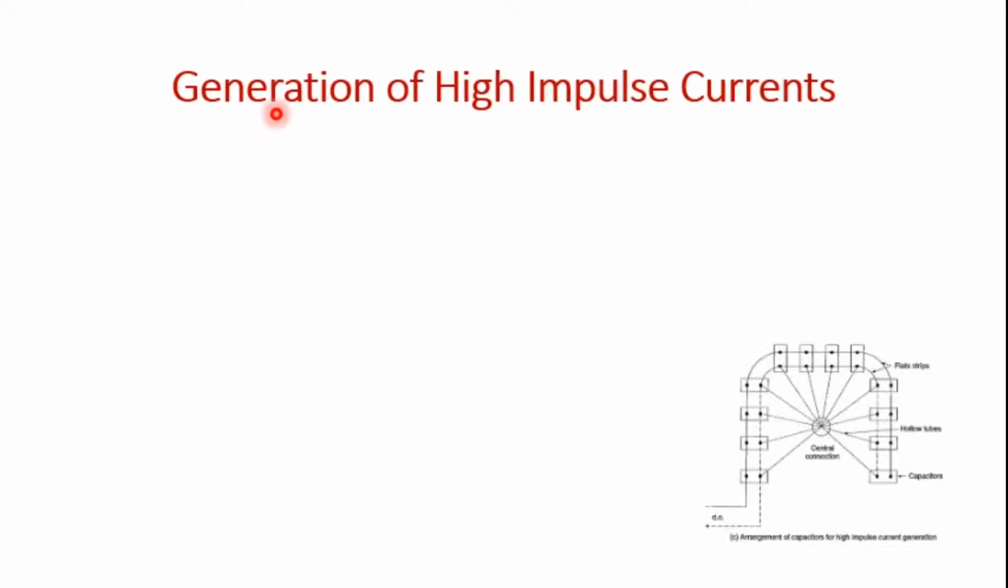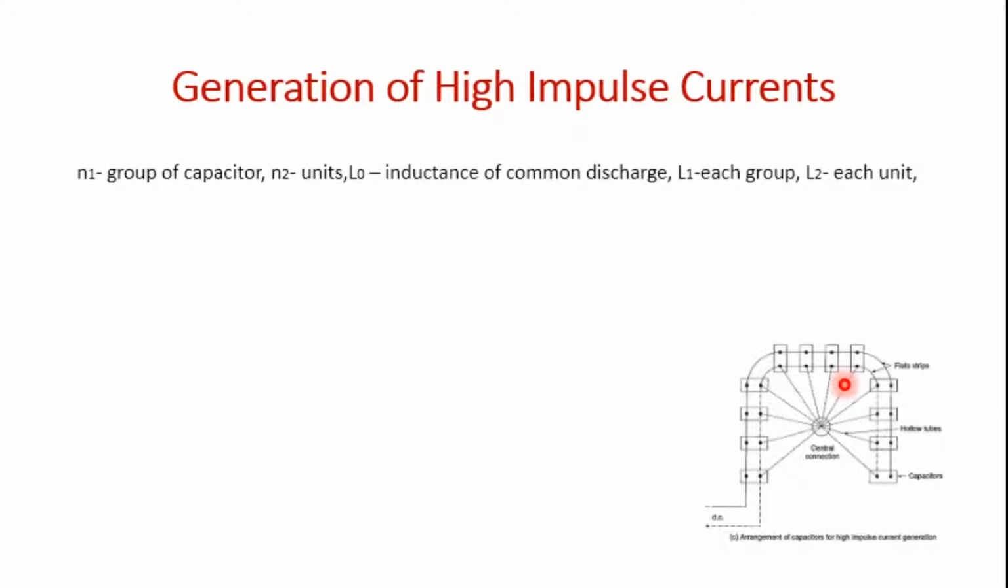For producing large values of impulse current, a number of capacitors are charged and discharged into the circuit in a parallel manner. The arrangement shown here is nothing but charging and discharging done in parallel into the circuit. In order to minimize the effective inductance, the capacitors are divided into smaller units.